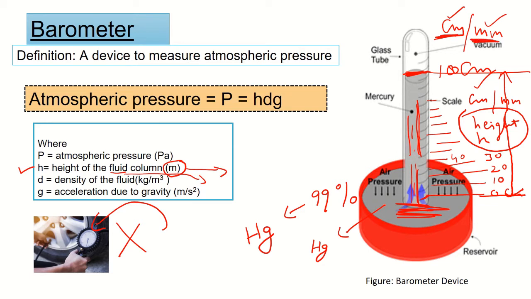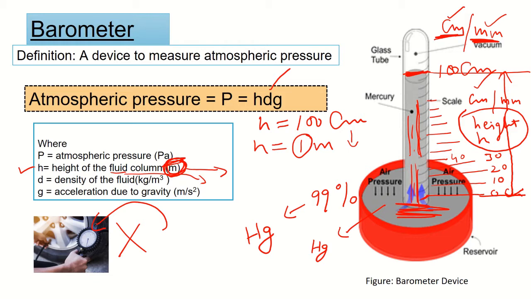So what you have to do: suppose your reading is coming 100 centimeter from the barometer. This height you cannot use directly in the formula, because in the formula you have to use only meter. So you have to change this to meter. 100 centimeter is 1 meter, so this 1 meter you have to use in the formula for the H.